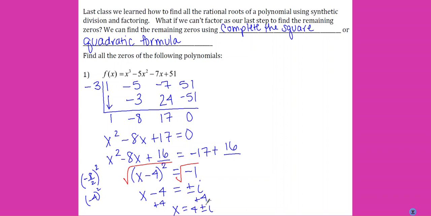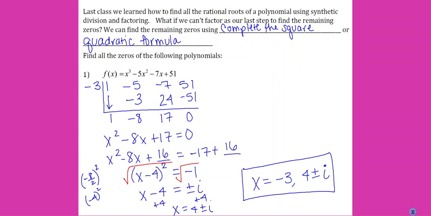Now, those two are not our only solutions. We also have our -3, that was our real solution. So -3 and then 4 plus or minus i. Those are my 3 solutions.